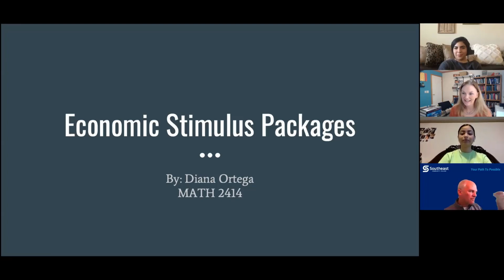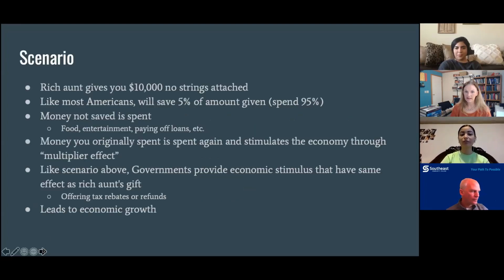Take it away, Diana. Okay, so we first start off with a scenario that states that our rich aunt gives us $10,000, no strings attached. If you are like most Americans, you will save 5% of the amount given, which means you will spend 95%. The money that is not saved is spent on things like food, entertainment, or anything else you could buy with it.